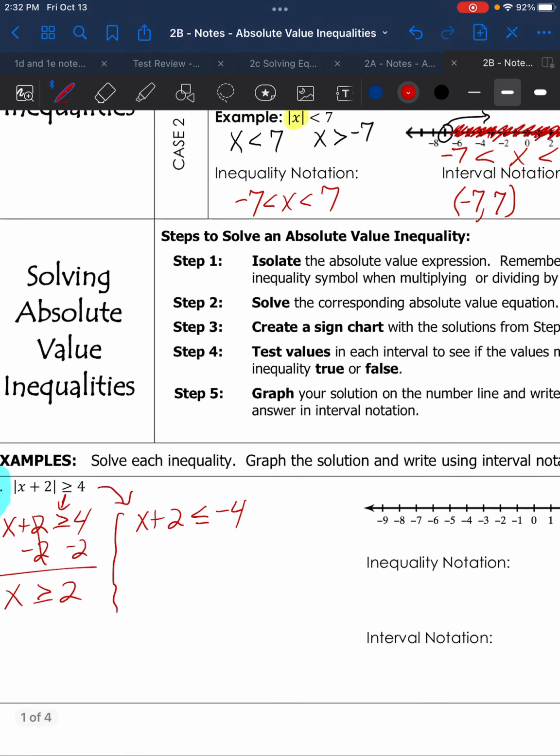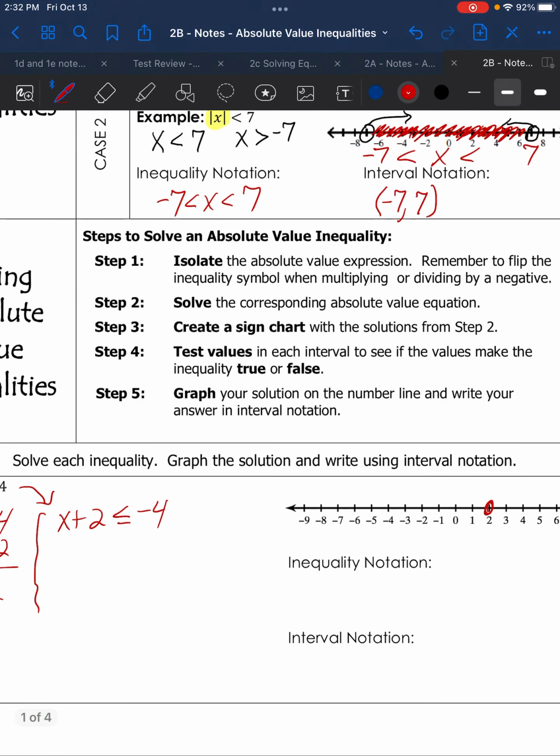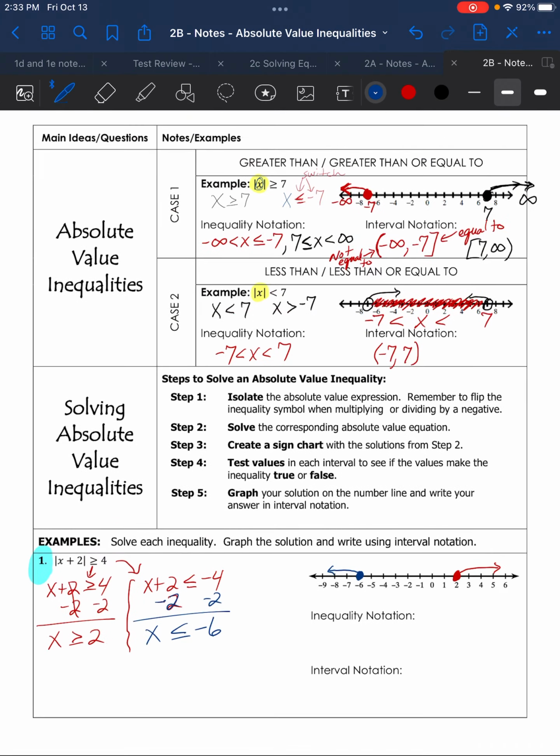And then let's graph it. So x is greater than or equal to 2. Greater than or equal to is a filled in circle, and greater than is to the right. Now let's solve the next problem. Let me do this in a different color. So subtract 2, subtract 2. X is less than or equal to, we subtracted so we don't switch the inequality. Less than or equal to -6. Equal to -6, and less than, numbers that are smaller, is to the left.